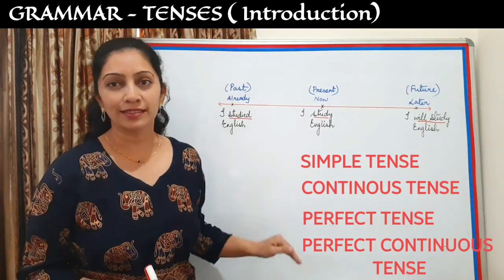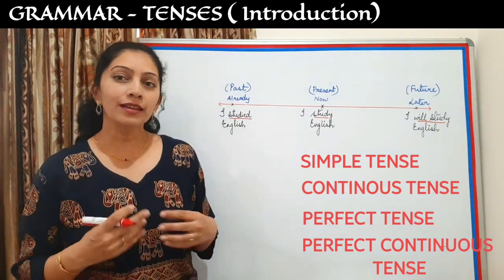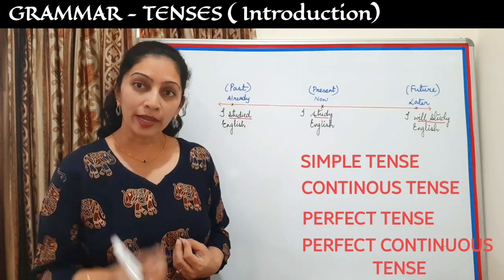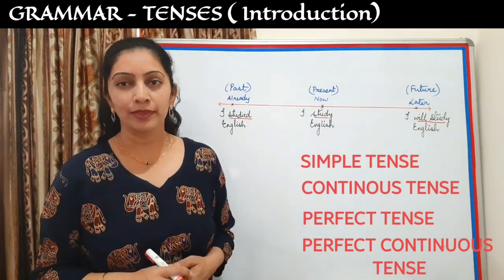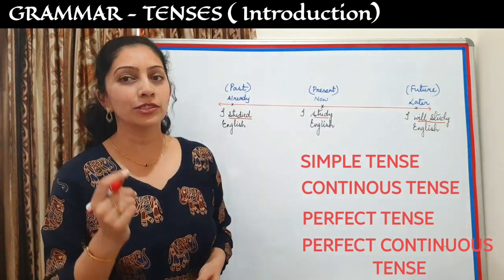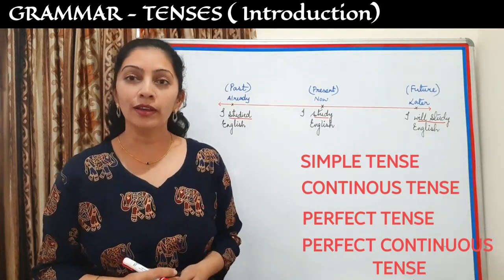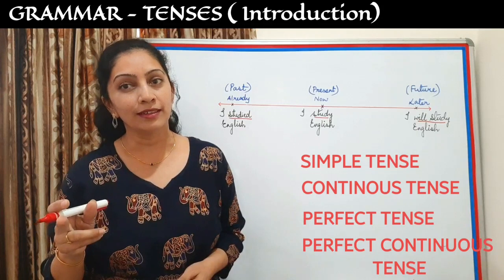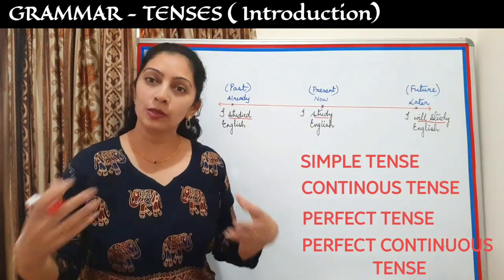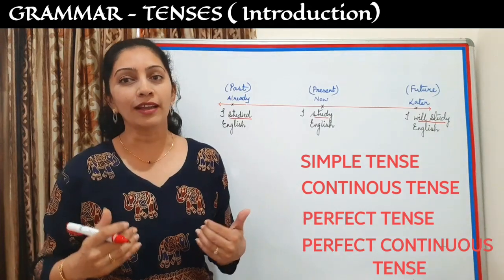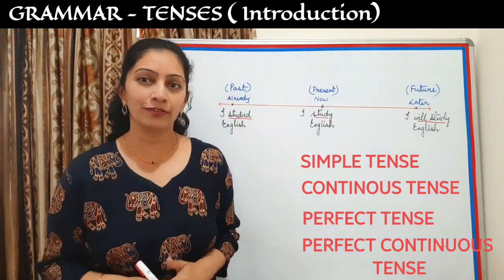When we use these types of tenses, we are actually telling when and for how long that action happens. Now an action may happen at just one point of time, or an action may be repeated again and again. An action may be repeated for a long period of time, or an action may be repeated for a short period of time.